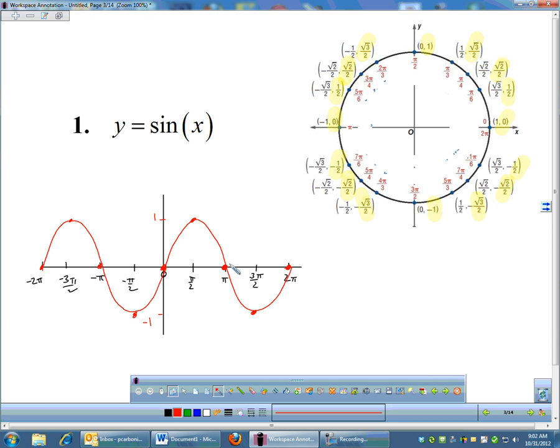You need to know just your basic graph of sine x, because when we start transforming, you're going to start with this and then move it and shift it and squeeze it and stretch it and do everything else that we do with transformations. So you need to know just this basic graph of y equals sine x.